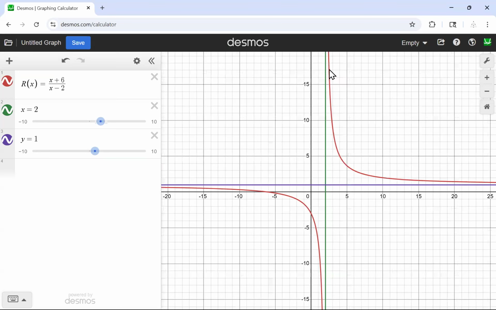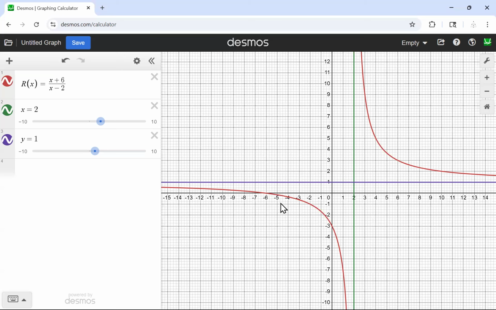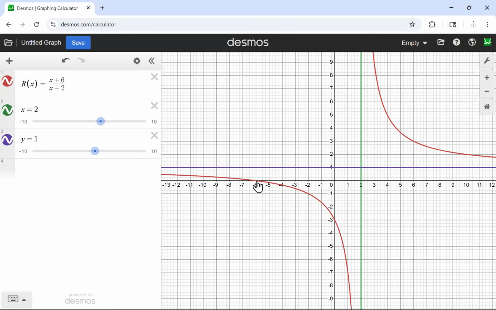Notice that this part of the graph never crosses the y-axis or the x-axis. Again, we're not counting the asymptotes. They're not a part of the graph. Just the rational function is. So there we go. We see we have the correct y-intercept and the correct x-intercept.